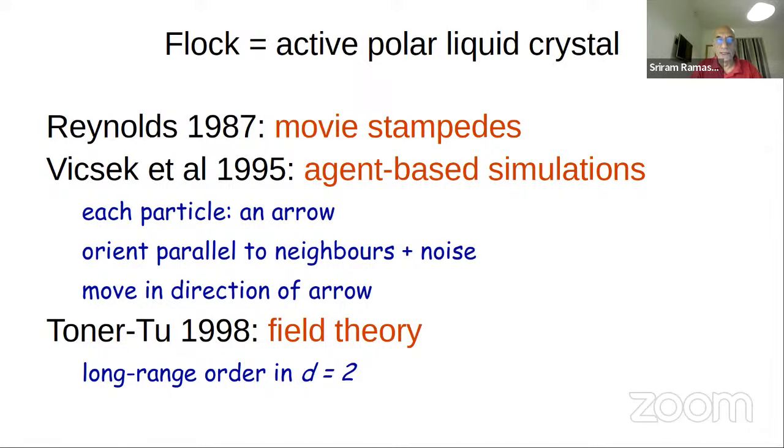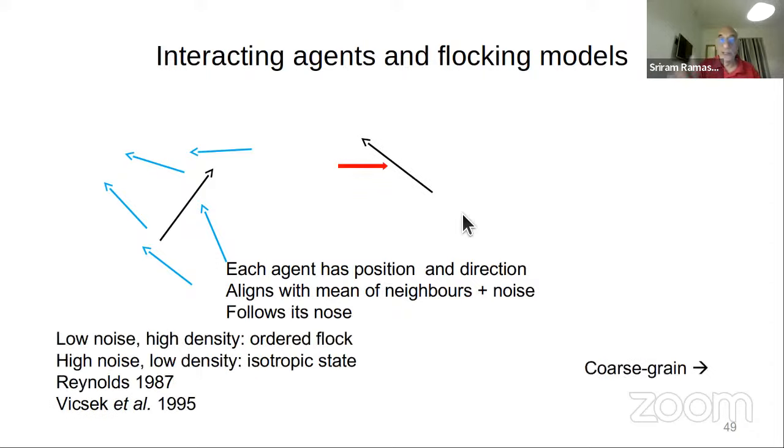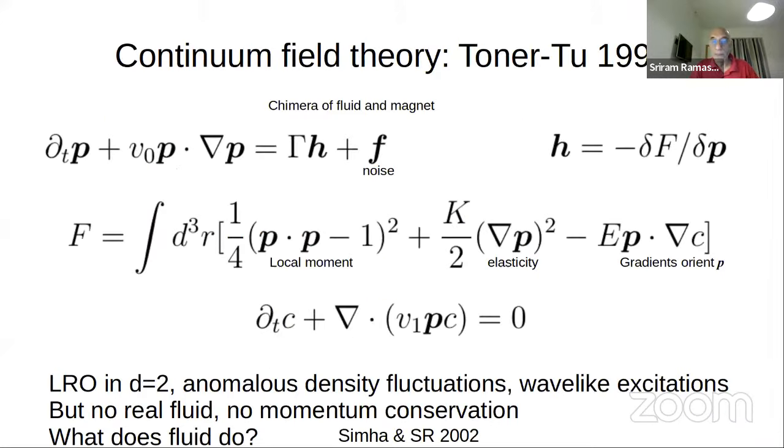And I said that you can also derive those kinds of equations as the continuum theory of a set of rules where you have little arrows that are trying to line up with each other. So each arrow tries to line up with its neighbors like this, and then it moves in the direction in which it's pointing. And the claim is, I won't go over this, but the claim is this kind of agent-based model gives you this kind of a field theory.